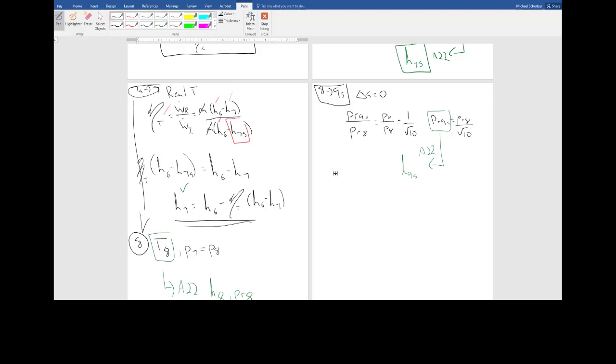Which means we're almost done, right? So now I want to find state 9, right? This is the real turbine. So I want to use my isentropic efficiency for the turbine. This is going to be that the real power is less than the ideal power. This is going to look very much like this equation, right? H9 is going to be H8 minus the turbine efficiency times H8 minus H9S.